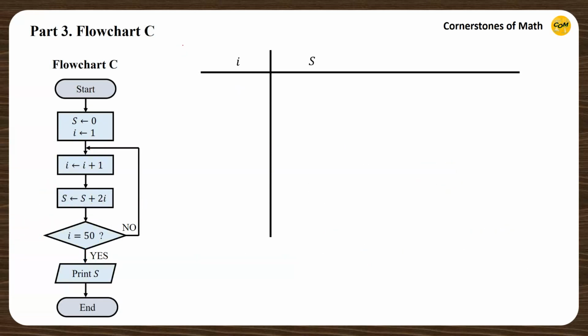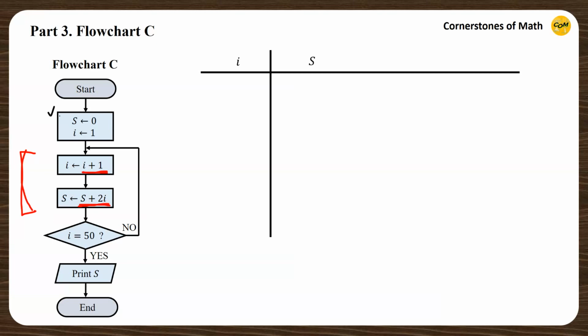Now the flowchart C. This one looks quite similar to the last one, and the only difference is this part. Now the loop counter I is being increased before adding 2i to S. To be fair, I don't know if there are programming languages that provide this type of loop, but even if there aren't, this stuff can still happen due to mistakes when you code the program.